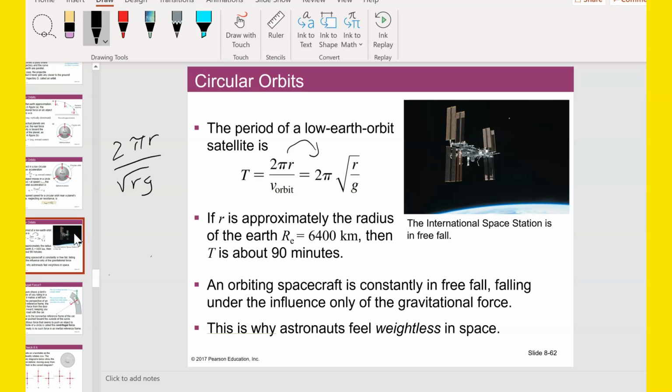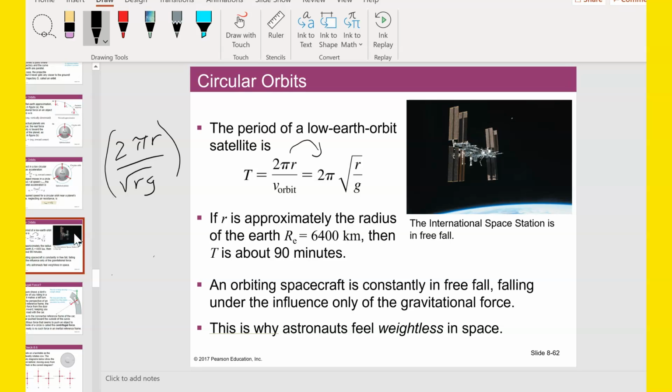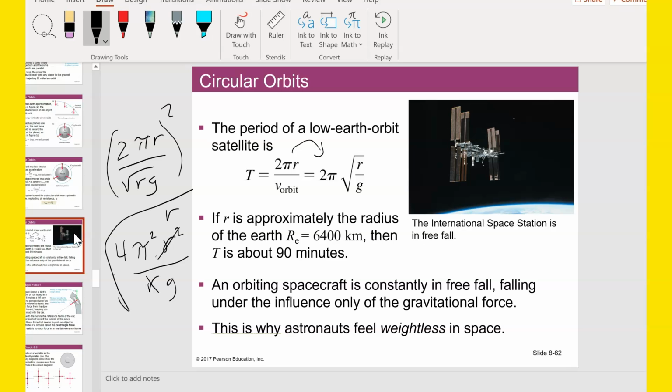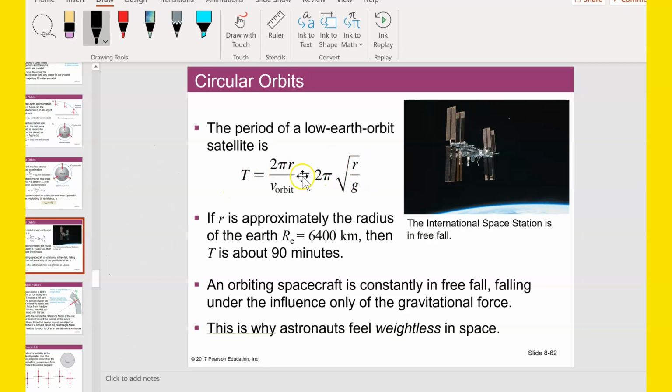So the algebra trick to do that is to square everything, which gives 4 pi squared r squared over rg, so that cancels out the square root. Now the r can cancel with that r squared, and that becomes just an r. Now I'll take the square root of everything again, and that becomes a 2, and then a pi, and the r and g are still under the square root, so the square root of r over g. And that's how they get to there. So this is the period. That means that's how long it takes to go in a full orbit.